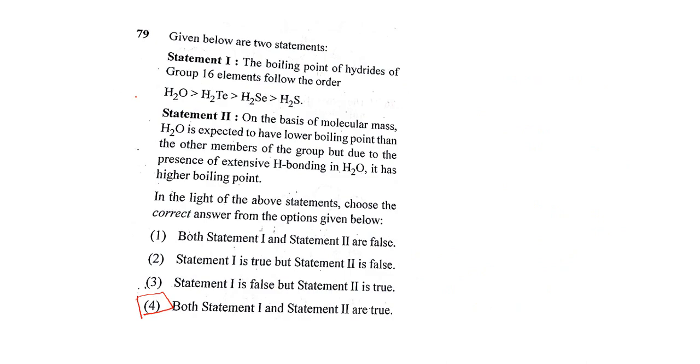Next question, given below are the two statements. The boiling point of hydrides of group 16 elements follows the order H2O greater than H2Te, H2Se, H2S, as given there. This is correct only. Why? Because water's hydrogen bonding is one of the most important factors.